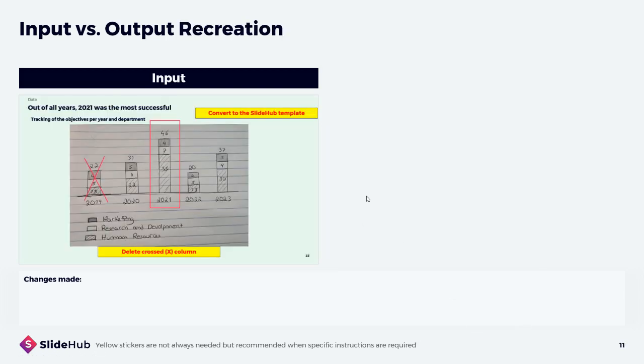more. Now we have this input example for the output recreation slide, and you can see here the client left some yellow instructions for us, which we call yellow stickers. So the first instruction is to convert this green template to the SlideHub template, and we also have to delete the content that is crossed out with an X, and we have this highlight here on this column. So now let's see the result.